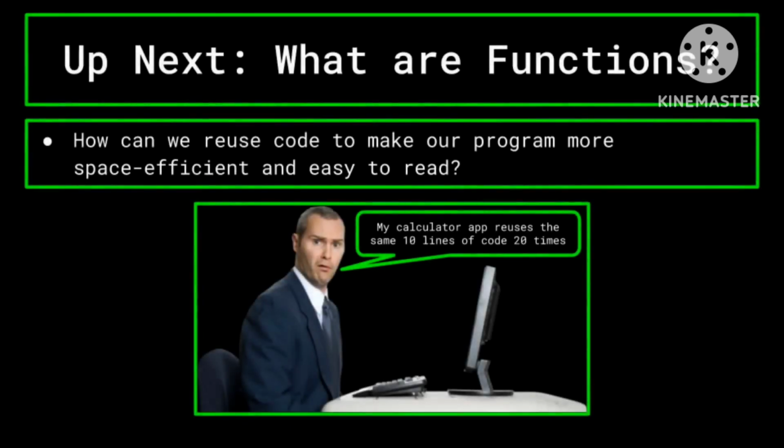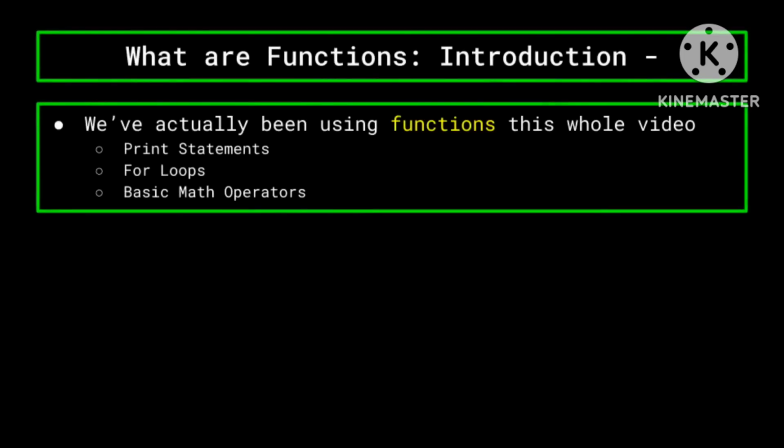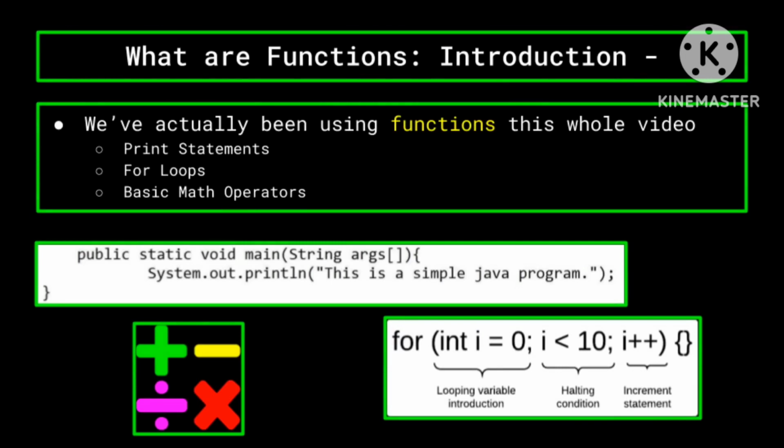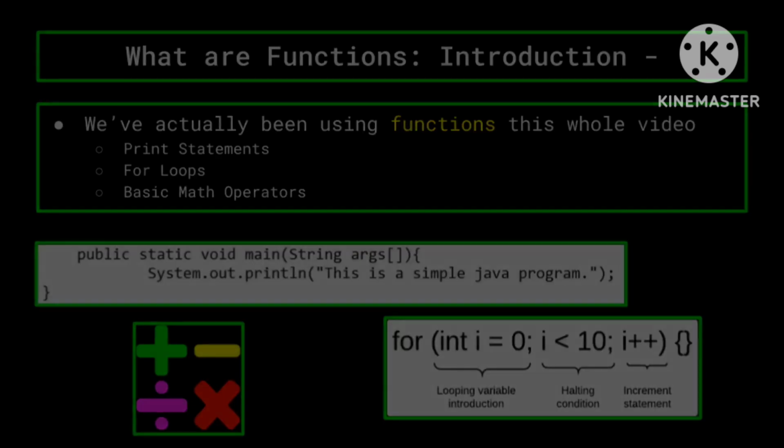Alright, now that we've covered errors for a bit, let's hop back on the programming statement train and talk about one of the most important concepts in computer science, the function. Now you may not know it, but we've actually been talking about a few functions this entire series. Print statements, for loops, and even the basic math operations we've talked about are all examples of functions, which of course begs the question of what actually defines a function.